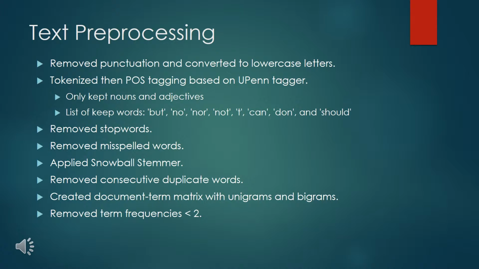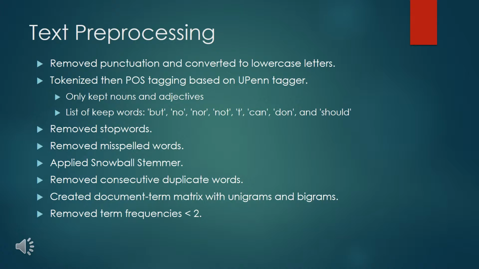I performed several text pre-processing steps. The first was to remove punctuation and convert all the text to lowercase letters. I then tokenized the text and applied POS tagging based on UPenn's tagger, and I only kept nouns and adjectives. I also had a list of keep words. These included but, no, nor, not, the letter t, can, don't, don for don't, and should. These are more so sentiment words, and I noticed that I had better results when I actually included them instead of having them removed. I also removed stop words.